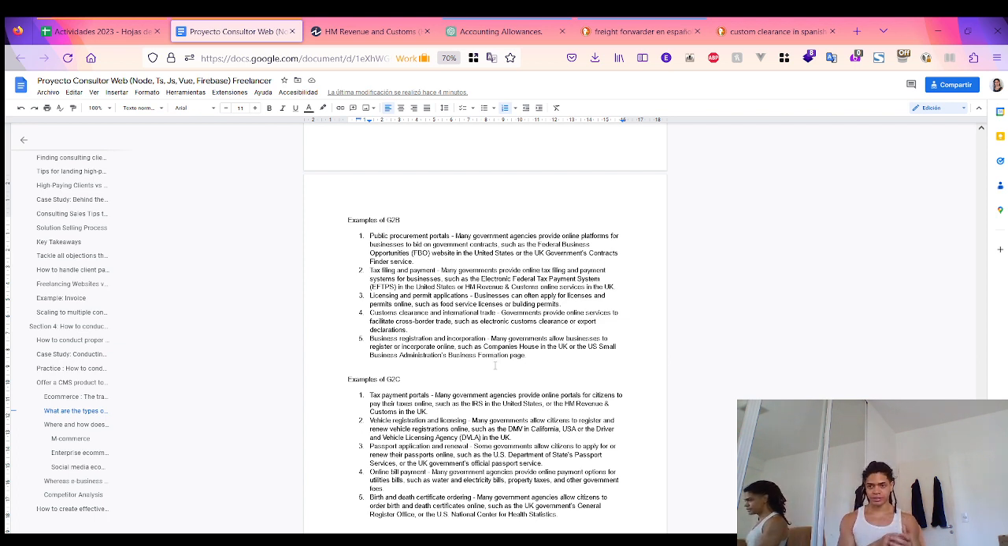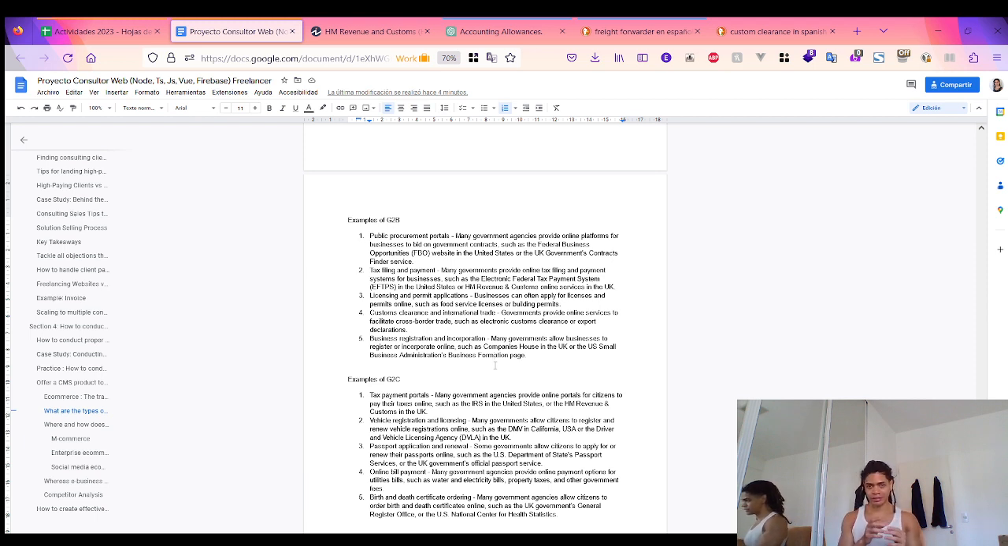You also have licensing and permits, so businesses can sometimes apply to get licenses or permits, such as food service or building permits, or customs service in international trade. So governments provide online services to facilitate cross-border trade.